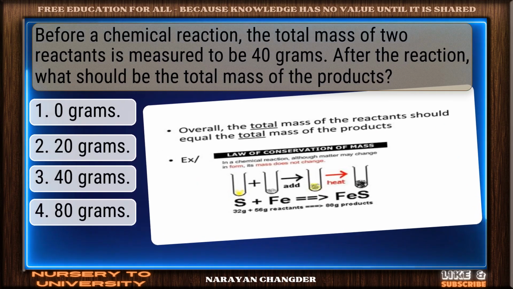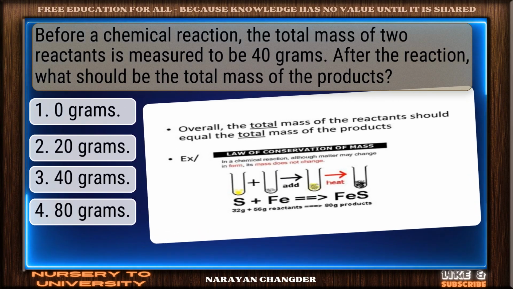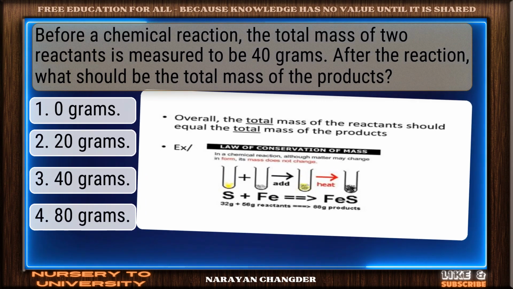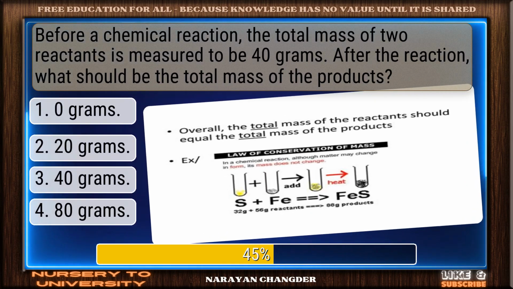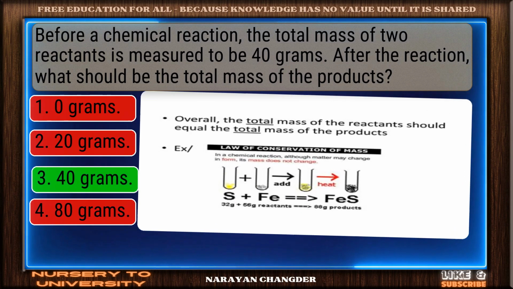Before a chemical reaction, the total mass of two reactants is measured to be 40 grams. After the reaction, what should be the total mass of the products? Great thinking. 40 grams is right.